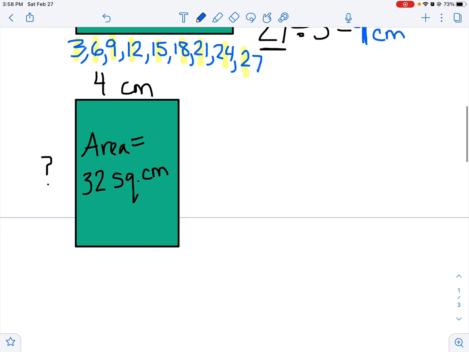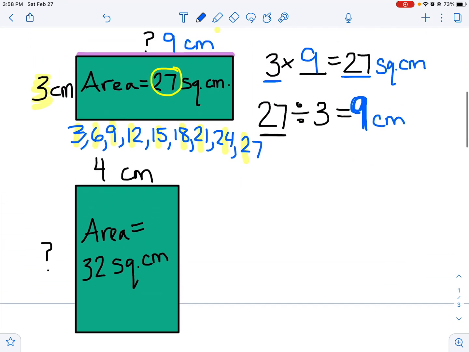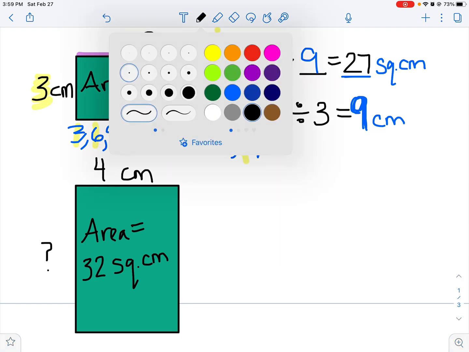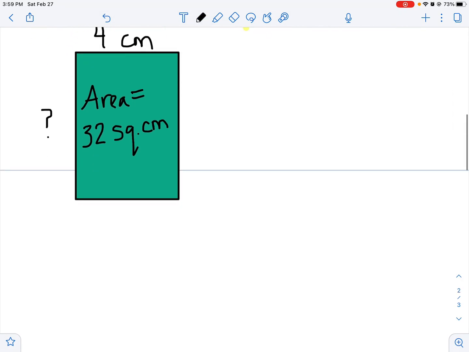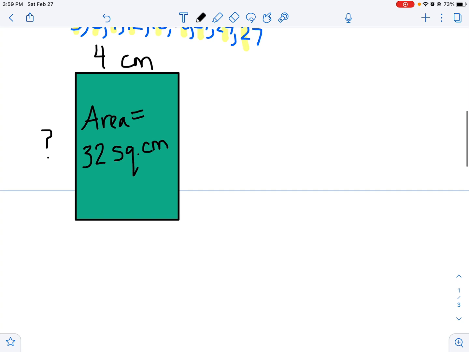Let's take a look at one more like this. This time, in the first example, we were missing the top side length. This time we're missing the side on the left. Does it make any difference? You're right, it doesn't. As long as we know one side length and we know the area, we can find the other side length.